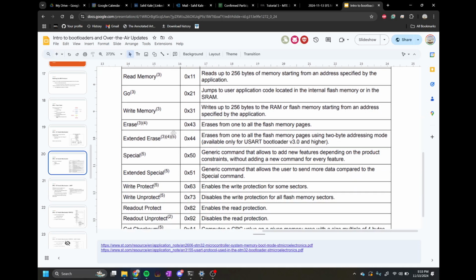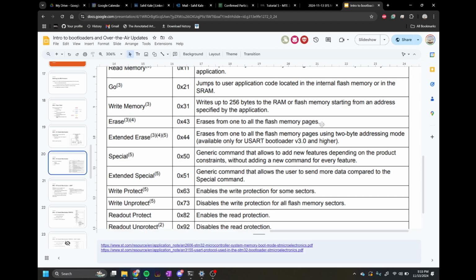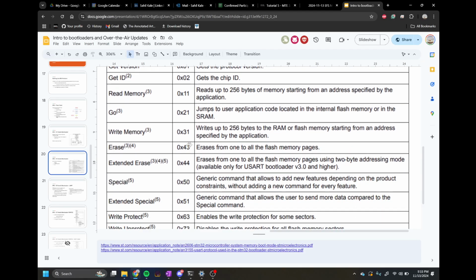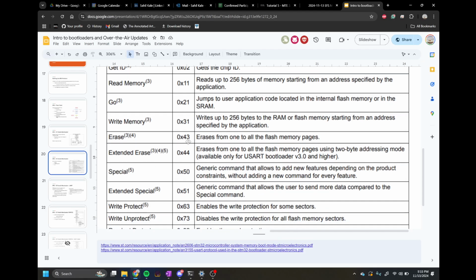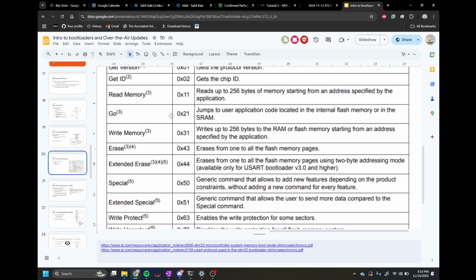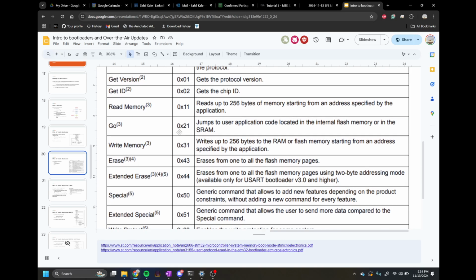Yeah. And then the other command that we want to go to is erasing flash memory. If you remember at the start of DFU, the method that I presented is that you first erase all the flash, and then you write it. So you send this erase command of 0x43. Then you go ahead and do write memory 0x31. You write all the bytes that your application image has. And then you send a go command of 0x21 and actually jump to that application address.